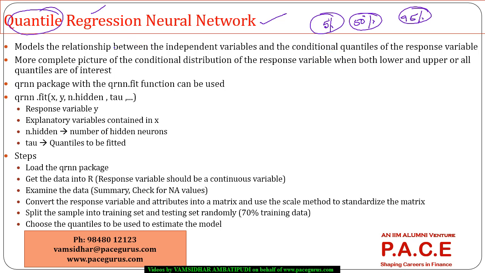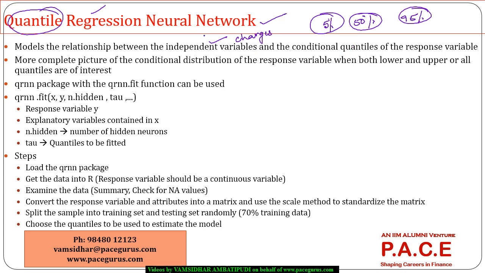So it is modeling the relationship between the independent variable, which in our case is the insurance charges, and the conditional quantiles of the response variable. So I would be taking 2 or 3 different quantiles for the response variable.